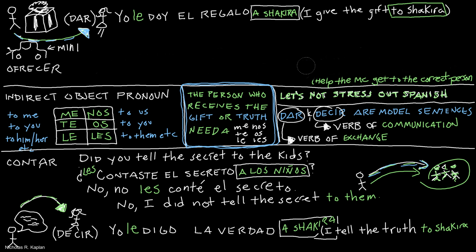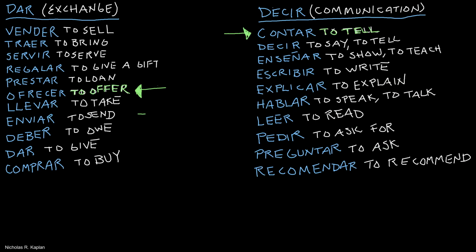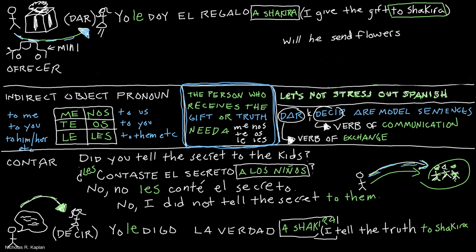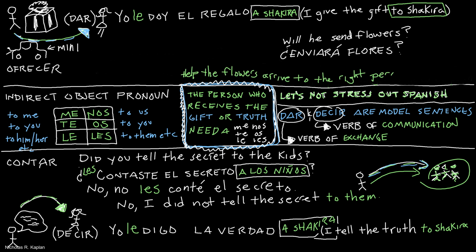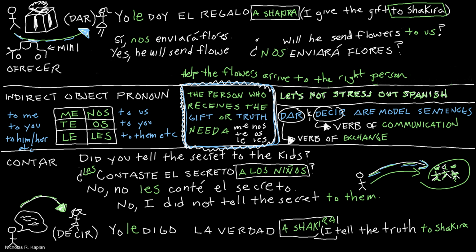How about one more example? So let's go back up here with these verbs of exchange, and let's use enviar, to send. Will he send flowers? ¿Enviará flores? Well, who are those flowers going to? And so Spanish, again, to help us understand where those are going, needs an indirect object pronoun. And let's say, will he send the flowers to us? ¿Nos enviará las flores? Yes, he will send the flowers to us.